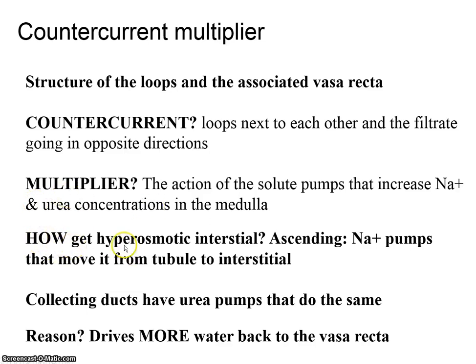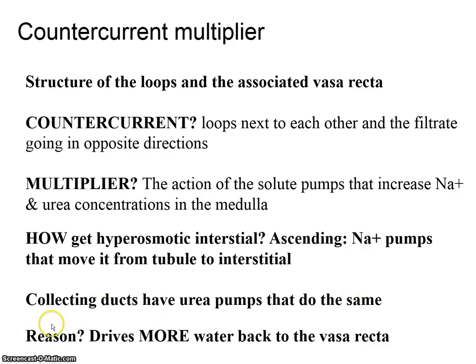So how do we get this hyperosmotic interstitial? Well, again, as I said previously, the ascending limb, the sodium pumps, move it from the tubule to the interstitial. So we're constantly resupplying, dumping more and more sodium into the interstitial. The collecting ducts have urea pumps that do the same. So urea keeps leaving. That's why we talk about urea recycling in the kidneys. So collecting ducts also have urea pumps, and that keeps dumping urea and sodium into the interstitial fluids, which maintains an exceptionally high or hypertonic solution in the kidneys.